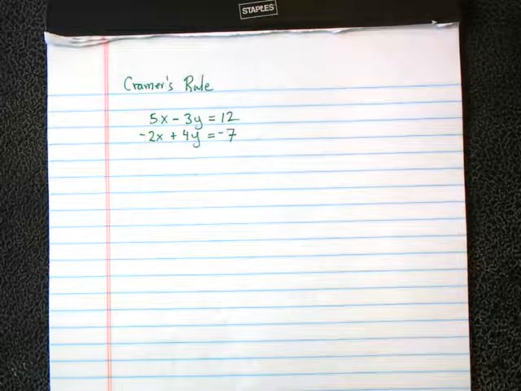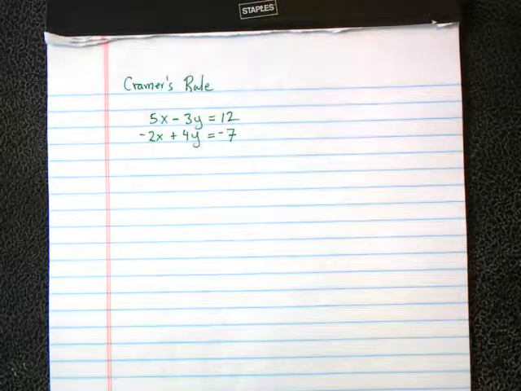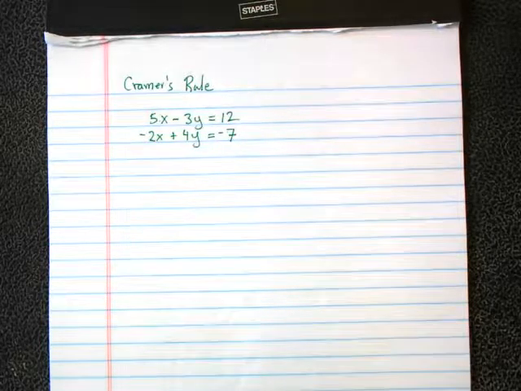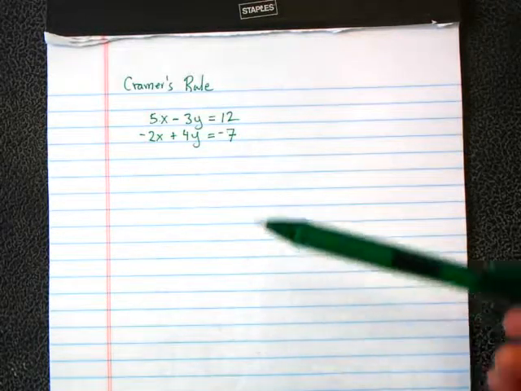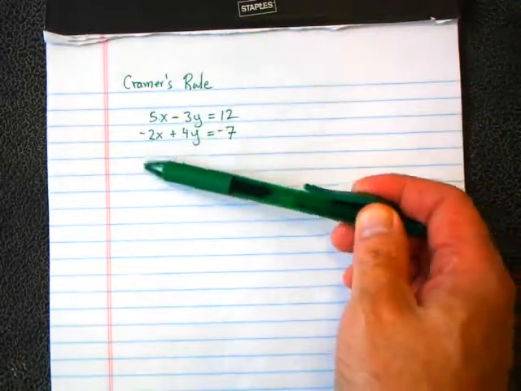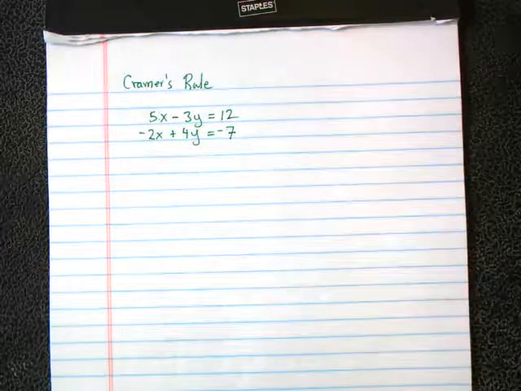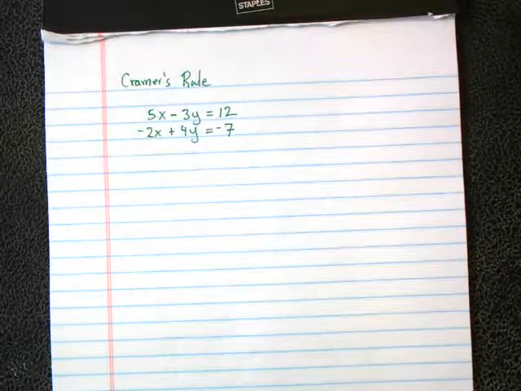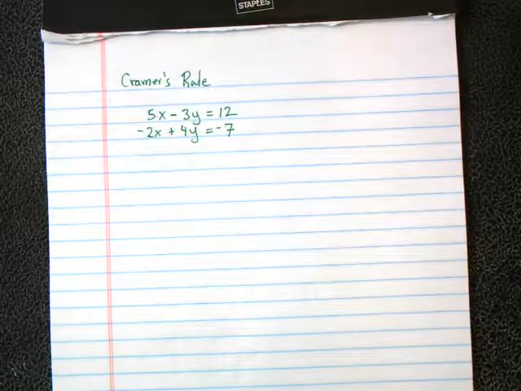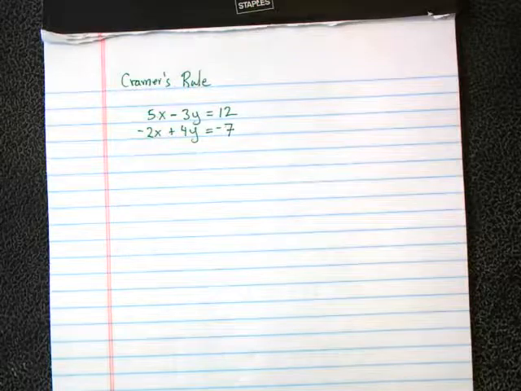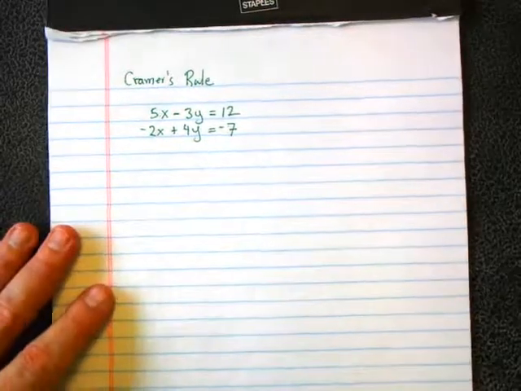Don't want to. Could you solve this one by addition? Yeah, that's probably your best way. If I were to do it by addition, I might multiply this top equation by 2, and that would give me a 10x. Multiply this one by 5 to get a negative 10x. Or I could multiply by 4 and 3 and make the y's go away. I think addition would be my best choice. But here's an alternative, and the alternative is Cramer's rule.